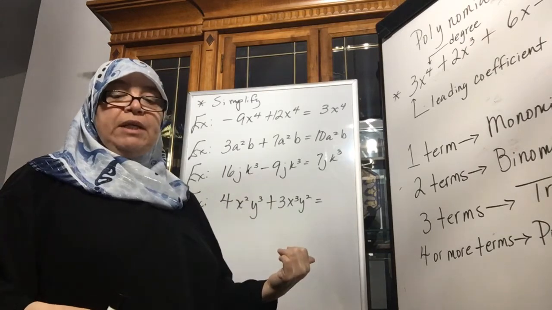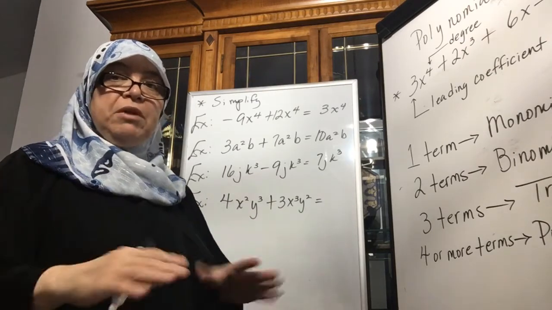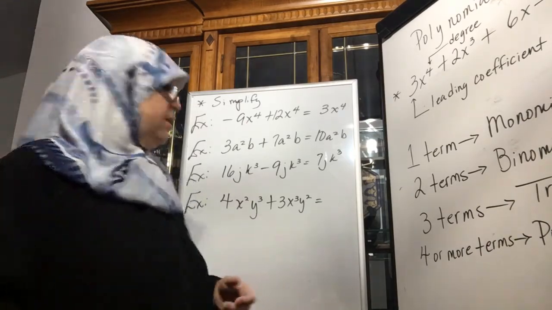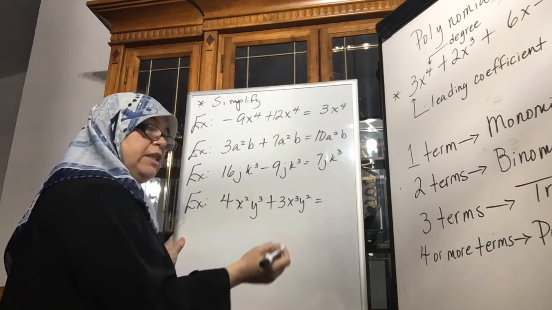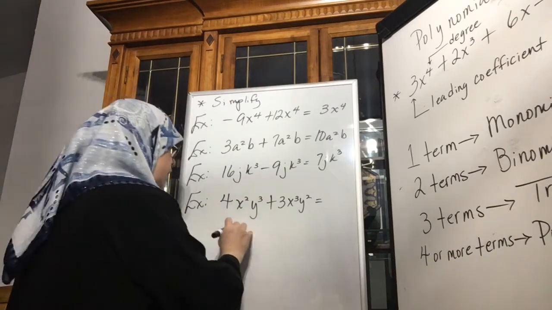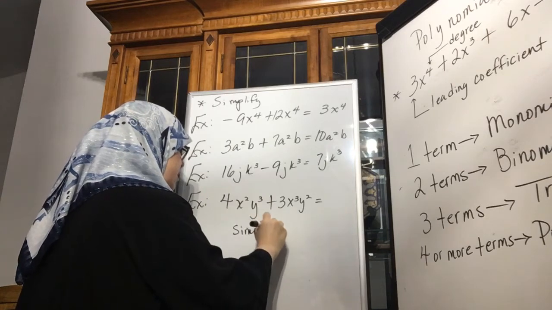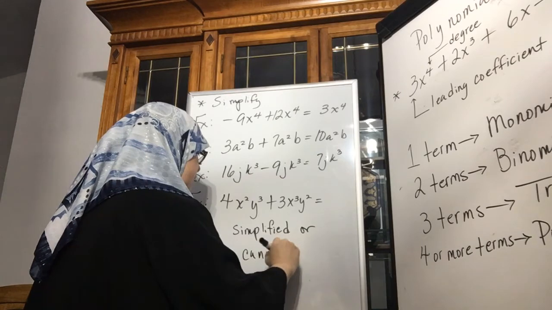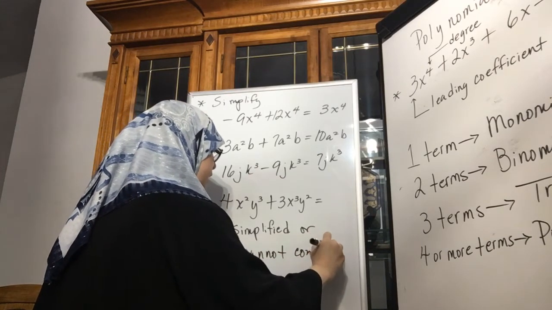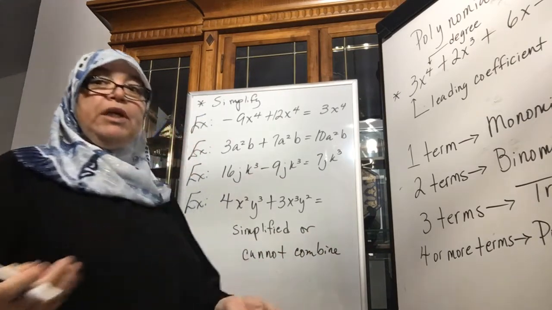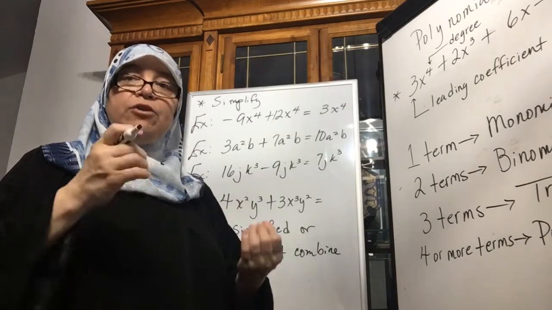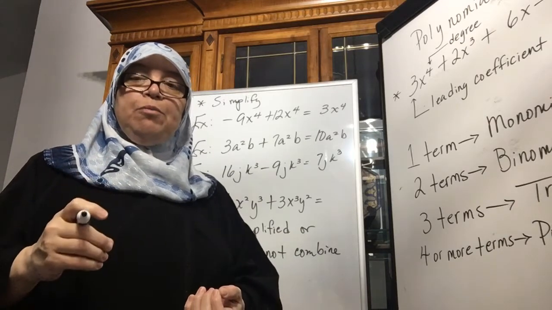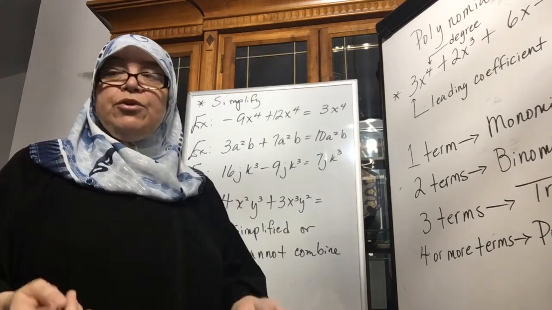So when you have a problem like this, you write one of two things: simplified, in other words, you cannot combine, or you write cannot combine. All right? So the answer here, if you had this on an assignment or on a test or a quiz, you would put simplified or cannot combine. And the whole point, guys, is go ahead and look at your variables. Make sure that down to the exponents, they're exactly the same, and whether you can combine or not, make that judgment.